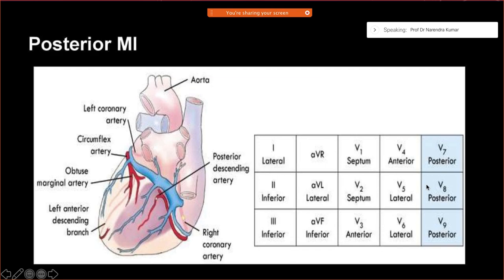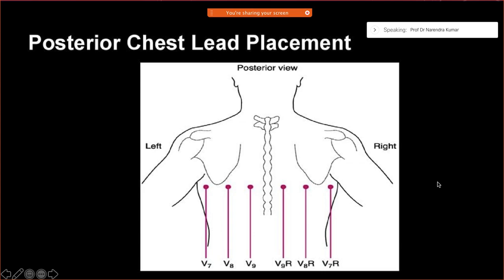Normally we all are aware of these leads. However, if you want to see the real posterior wall MI, you should put leads V7, V8, and V9. You have to go slightly more posterior, in the posterior scapular region, where you keep these leads. You can read about it in detail as well. The common question is where shall we keep them? This is where you keep them.